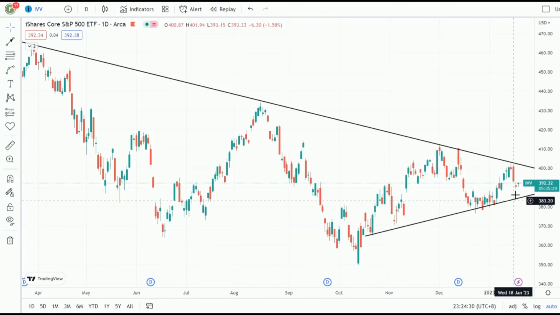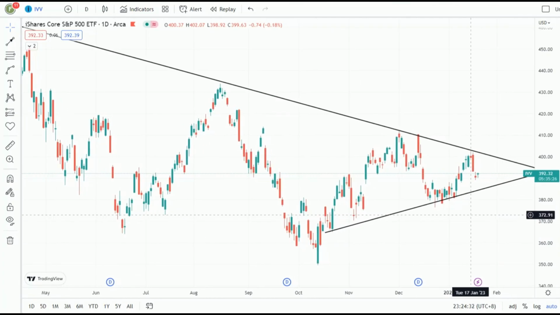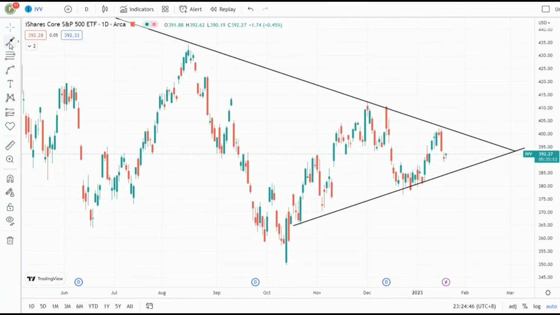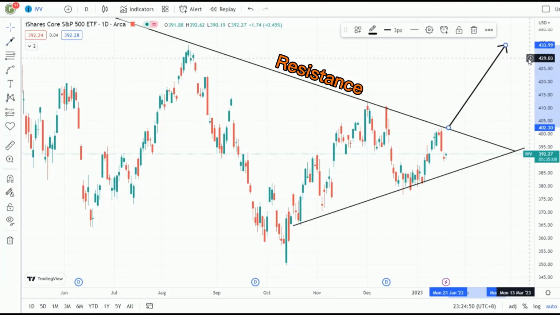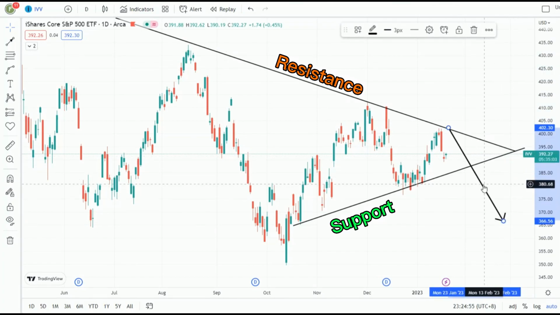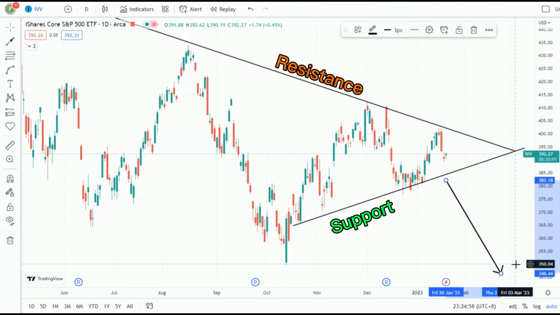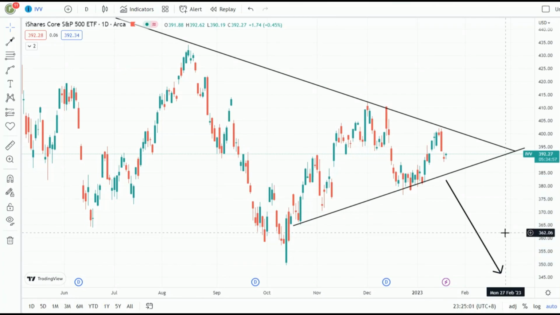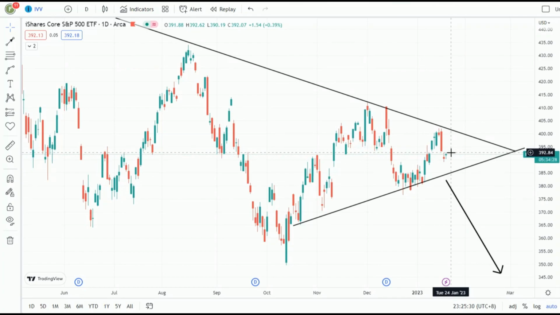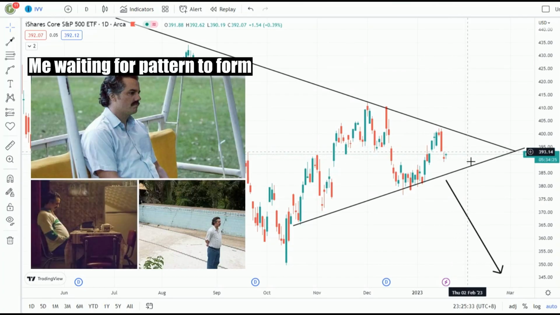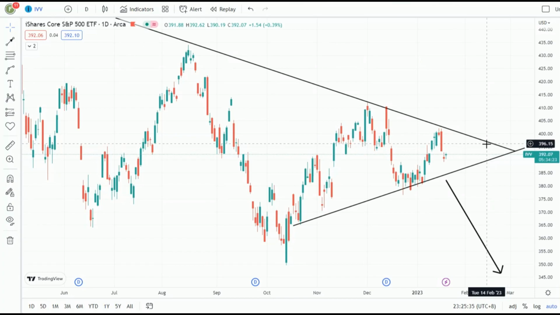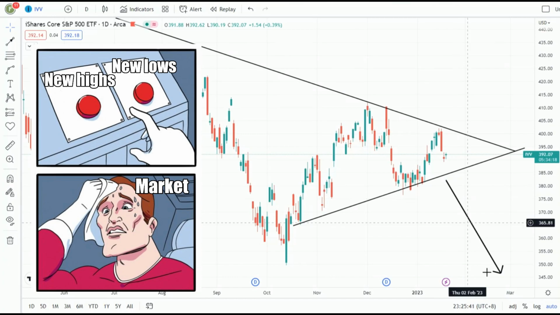Now, the thing is, this triangle is still in the midst of forming. It can either break the resistance and move higher to new highs, or it can break the support and move downwards towards new lows. Alright, so I can only make guesses. So we'll just need to wait for the candles to form for at least a few days or even up to a few weeks. Then we will know whether the market will form new highs or it will form new lows.